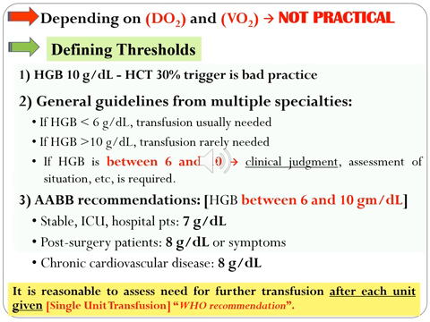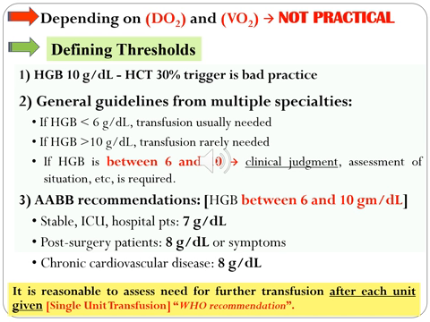Although depending on DO2 and VO2 is scientifically correct, it is not practical. Thus the solution here is by defining thresholds. And by thresholds I mean the levels of hemoglobin in different clinical conditions below which RBC transfusion is usually required, while above these levels for hemoglobin transfusion is not indicated.